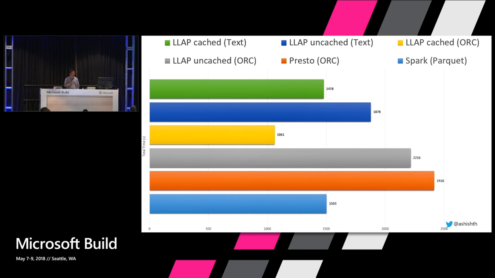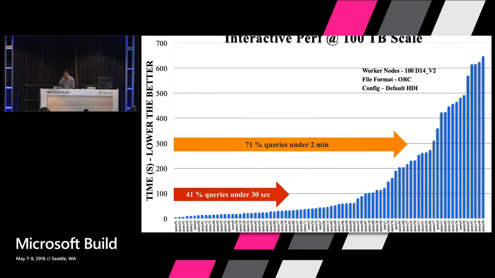We kind of knew that might be the case. But the most important aspect to us was, how fast is it even with the text? It was the second best, at 1,478 seconds, in this benchmark. And then just for interactive query, we ran a 100 terabyte TPCDS derived benchmark, as you see there. We were able to run all 99 queries unmodified.